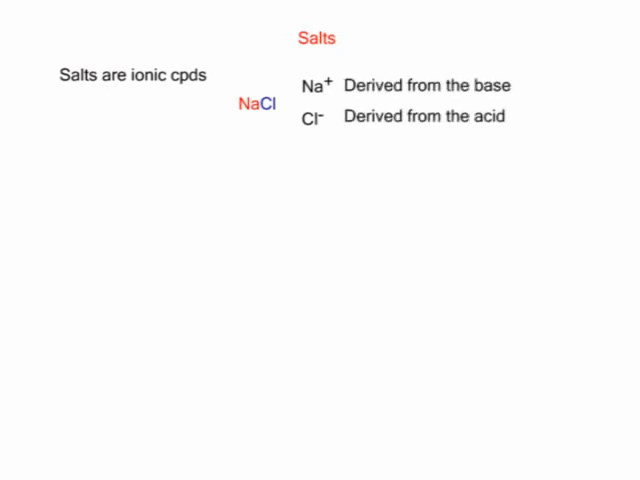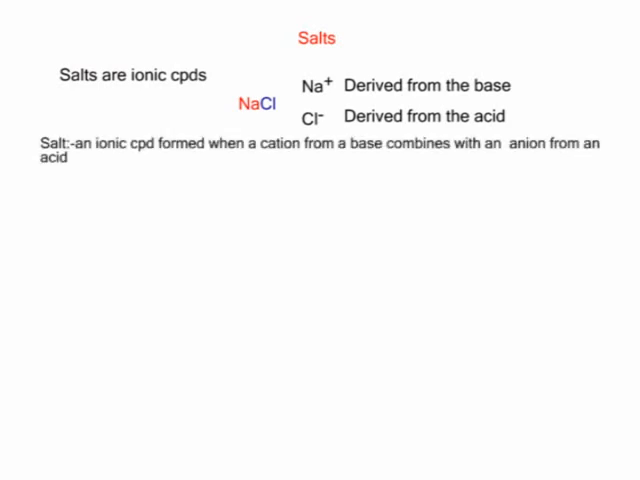Next is salts, and we discussed salts in Form 2. The methods of preparing salts were discussed. We did experiments on the effects of electric current on molten salts and revealed that salts are ionic compounds. For example, sodium chloride consists of charged ions. When an acid reacts with a base to form a salt, the positive ions of the salt are derived from the base, while the negative ions come from the acid. Now, a salt can therefore be defined as an ionic compound formed when a cation derived from a base combines with an anion derived from an acid.